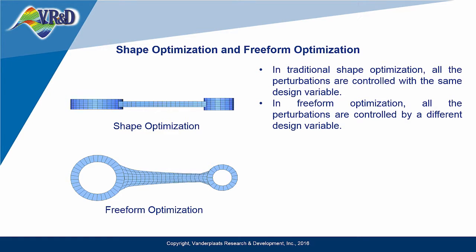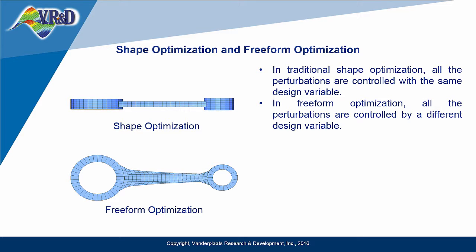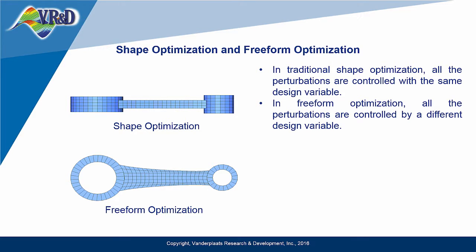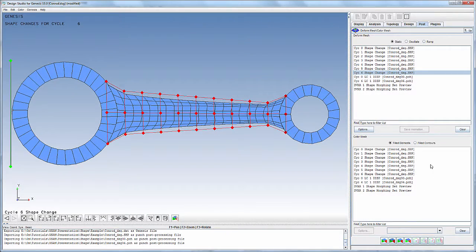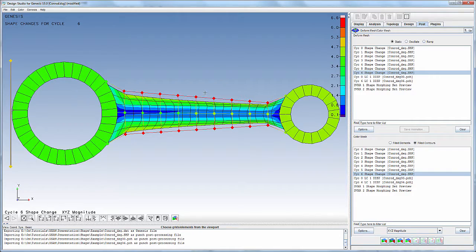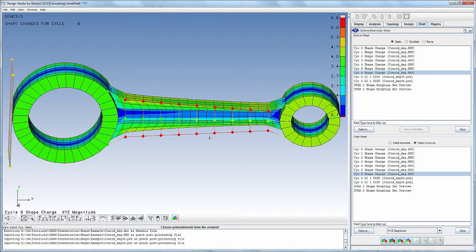With Freeform option, Genesis splits the perturbations and assigns a different design variable for each perturbation. In this case, along the shank of the connecting rod, each of these 18 perturbations is controlled by a different design variable. Therefore, along the length of the shank, you will observe a variation in the change of the width. Now under Color Mesh, select Field Counters and select the last shape change design cycle. The color bar shows the magnitude of the shape change along the connecting rod.